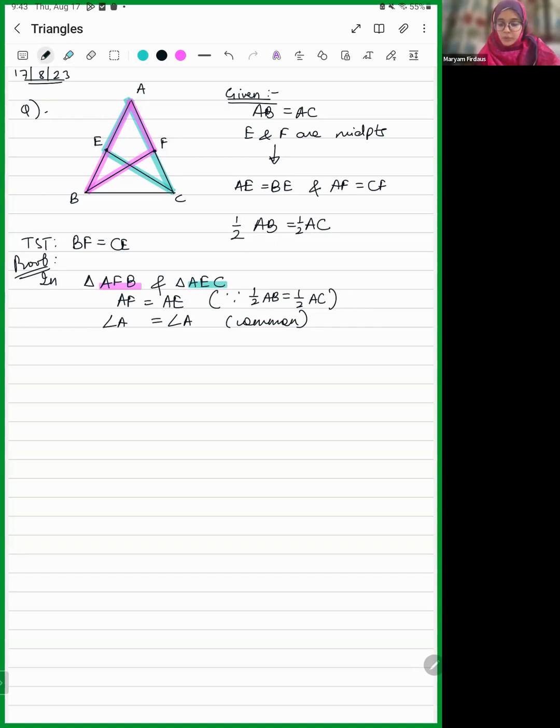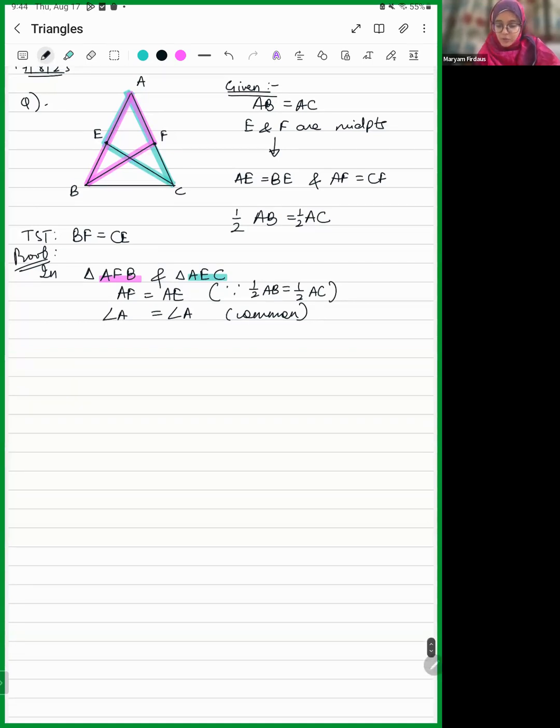So for those of you who are finding it a little difficult to separate these two triangles, let me just show you how that works. This is this one, AFB. And this one is your AEC.